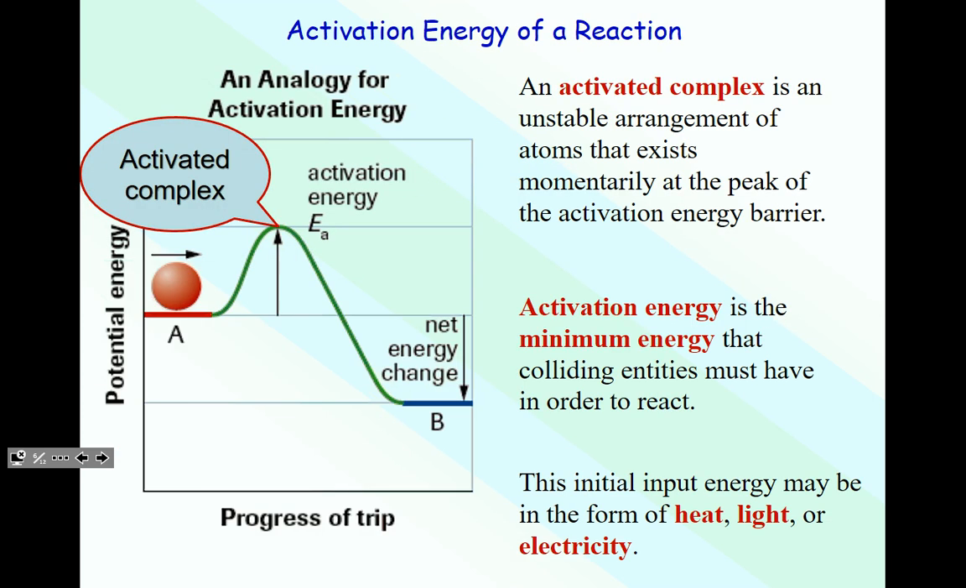Okay, cool. So remember we talked about the activated complex. Well, an activated complex is an unstable arrangement of atoms that exist momentarily at the peak of the activation energy barrier. So this happens for a quick second, and they belong here at the very top of this activation energy diagram. Now this here, kiddos, this is your potential energy diagram. Okay, it happens to be a step down. And then this is your activation energy.